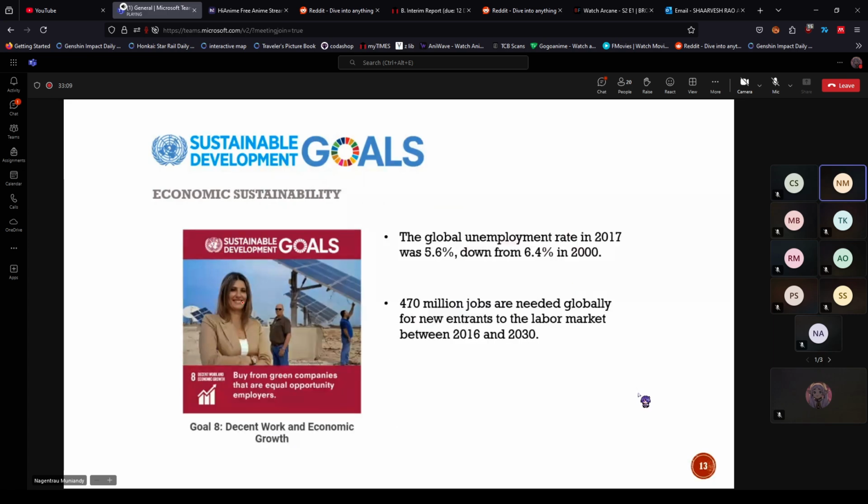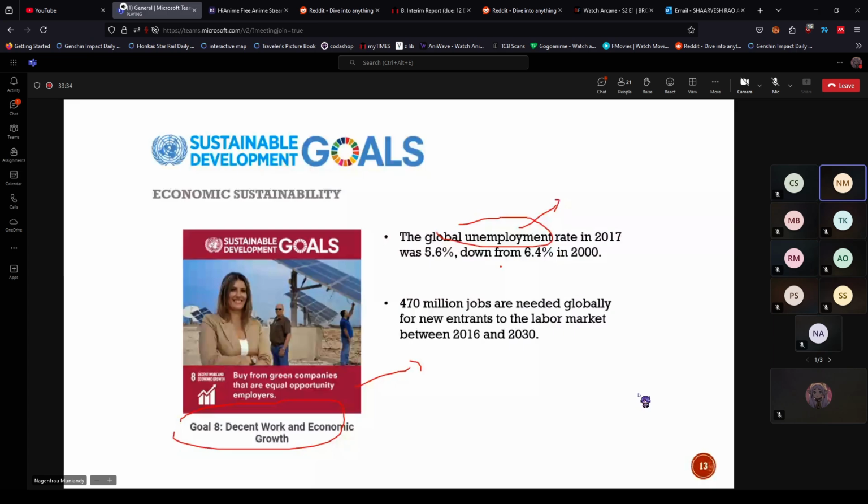And goal number 8, decent work and economic growth. This is again to create more job opportunities, or to reduce the unemployment rate. In many countries, unemployment is one of the critical issues. So by goal number 8, what we can do is reduce the unemployment rate.